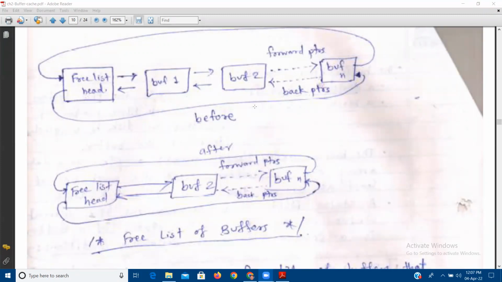So draw this as a first diagram. Draw this as a first diagram. Second diagram you have to draw of hash queue.